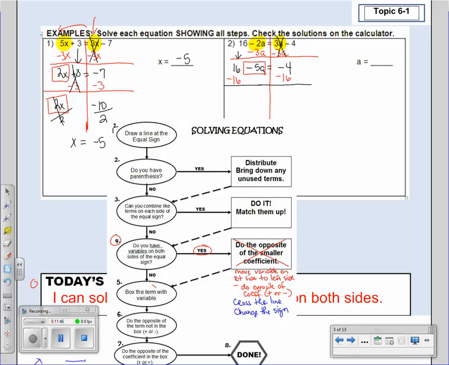16 minus 16 is 0. Negative 5a is still in the box. And then negative 4 minus 16 is a negative 20. The last step, do the opposite of the coefficient in the box. That's a negative 5. It's being multiplied by a, so the opposite would be to divide by the coefficient. We divide by a negative 5. Negative 5 divided by negative 5 leaves us with a, and negative 20 divided by negative 5 is a positive 4. So our final answer is a equals positive 4.